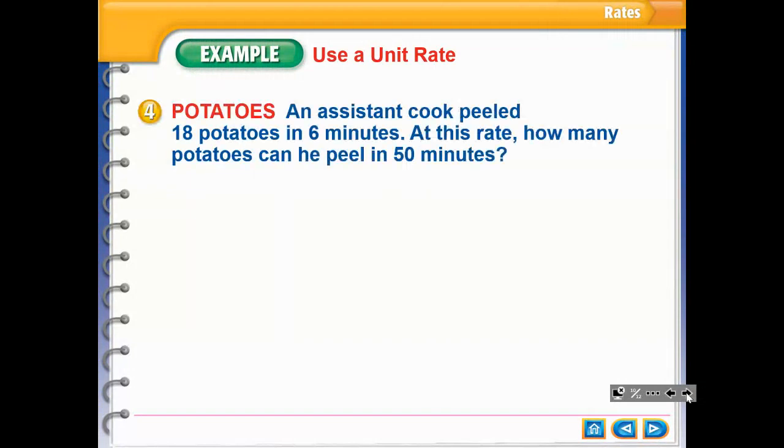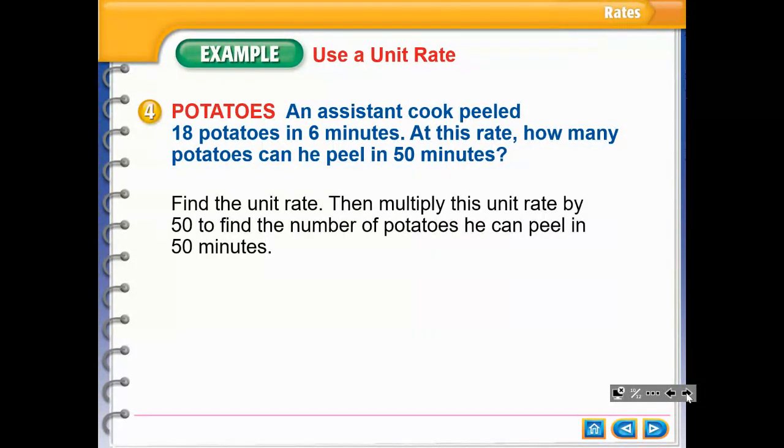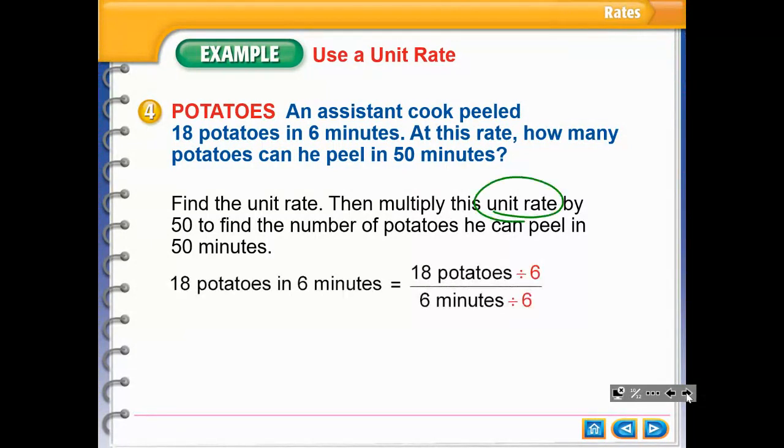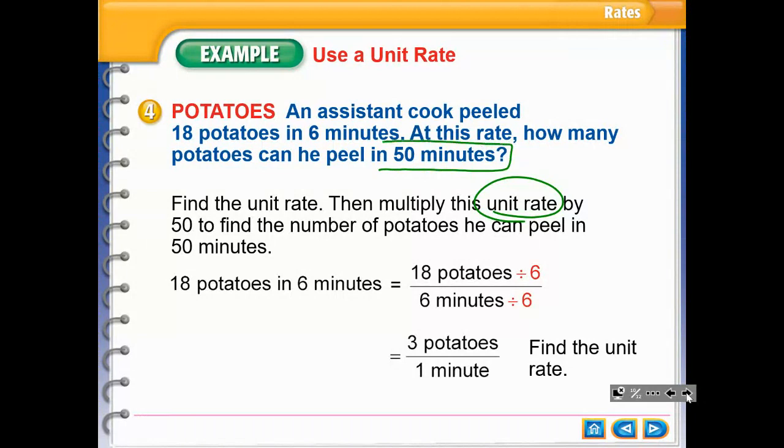All right, using a unit rate. So let's say we've got an assistant cook peeling potatoes, 18 potatoes in 6 minutes. So at this rate, how many potatoes can he peel in 50 minutes? Now I've got to tell you, one of the first things I'm going to do is try to find that unit rate. Just makes things easy. Naturally, 18 potatoes in 6 minutes would be 3 potatoes per minute. But we didn't ask how many in 1 minute.